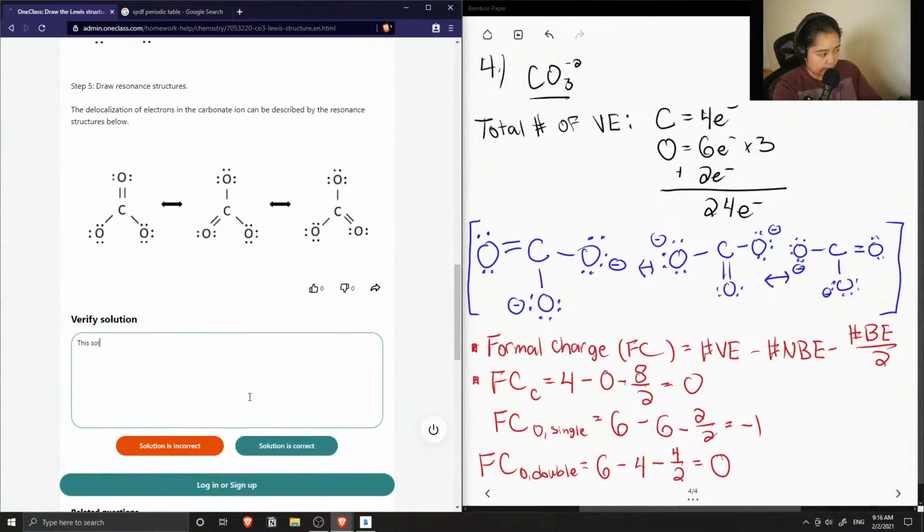So this solution is correct. Note that each single bonded oxygen will have a formal charge of -1. Write in -1. But this solution is correct.